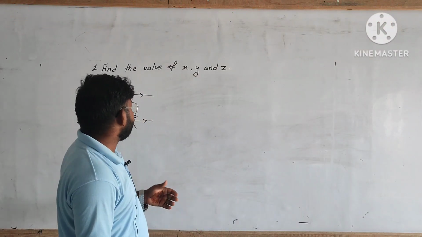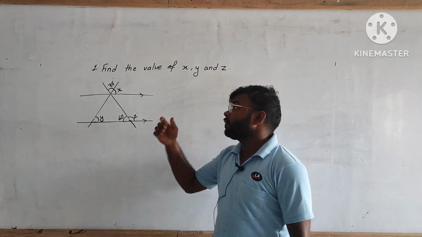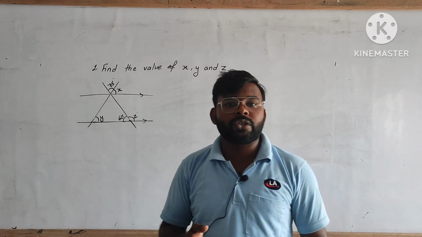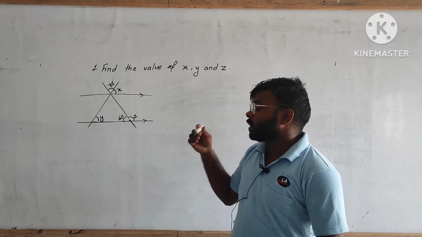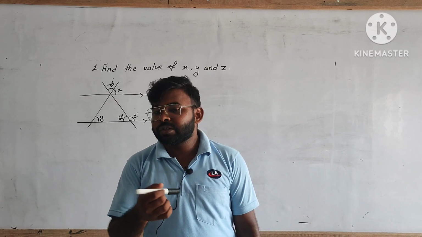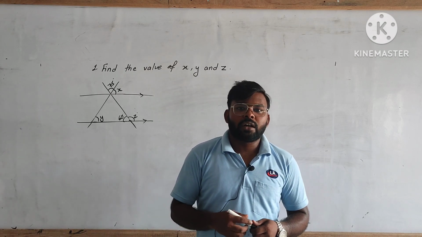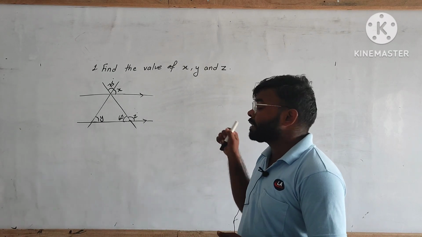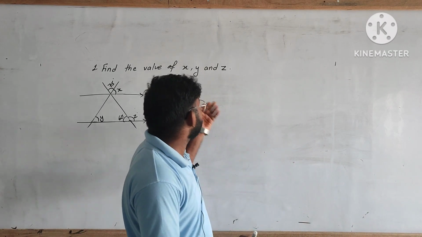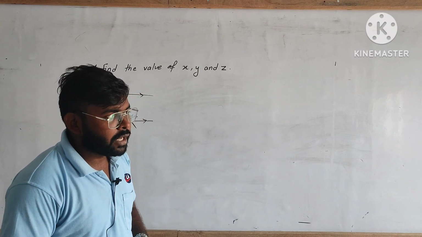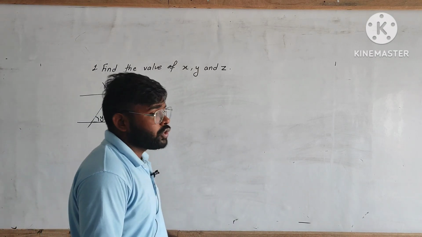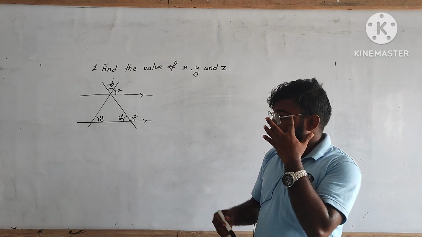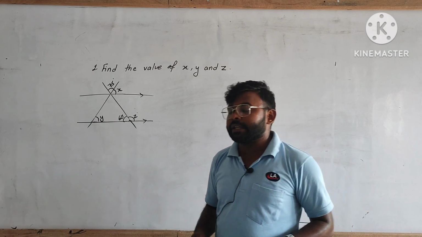We are just going to learn how to find the value of x, y and z. In the previous video I already posted the properties of interior angles, alternate angles and corresponding angles. In the same way, by using them we are going to solve these questions and find the value of x, y and z. Now here I have one question, and let's see how we can find the angles here.